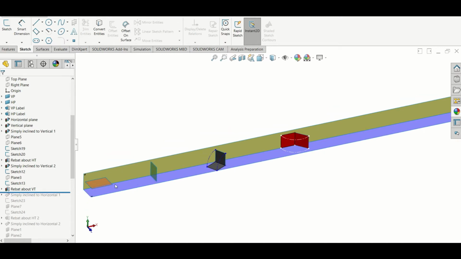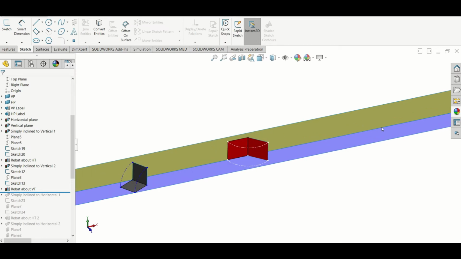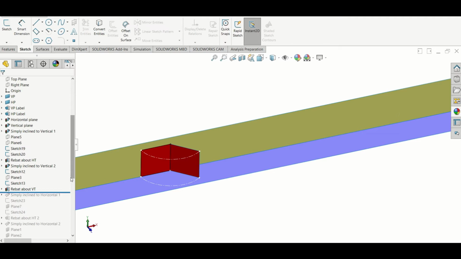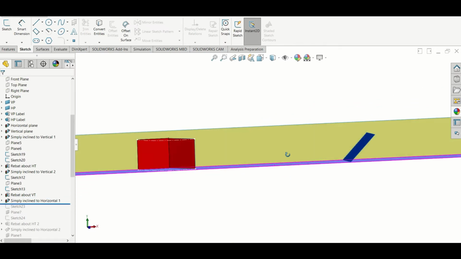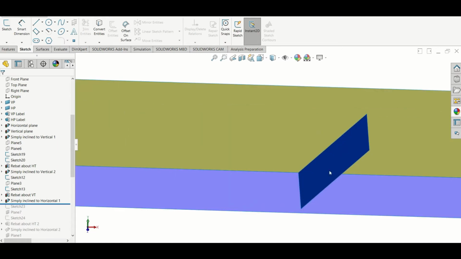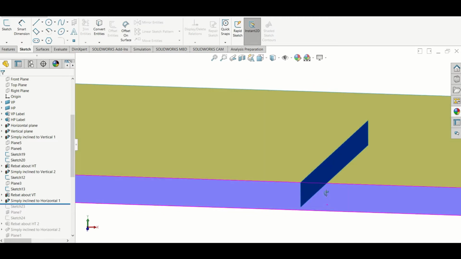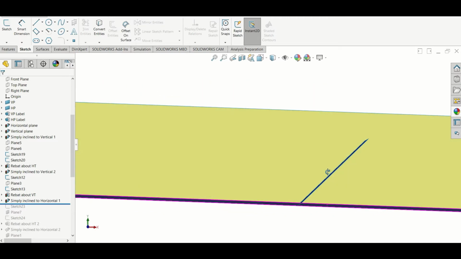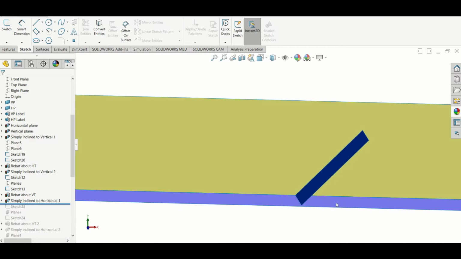So there's our first 4 little models to show the basics. Moving on to number 5. This one here is simply inclined to the horizontal. So it stands directly at 90 degrees from the vertical, but it makes an angle of a bit less than 60, maybe about 55 degrees with the ground, with the horizontal.